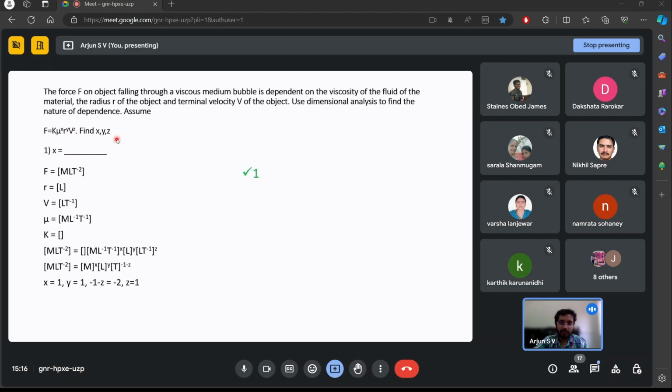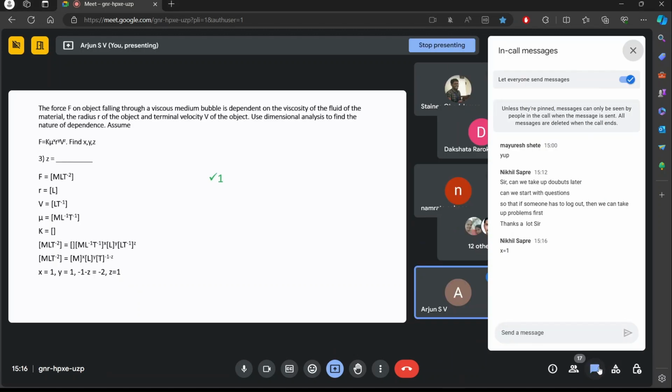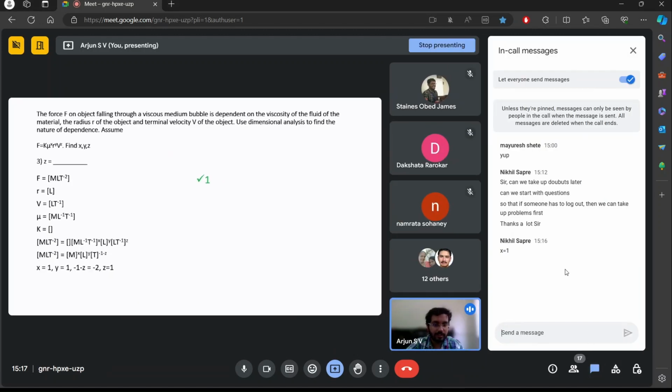For the first question, they are asking x, so the answer will be 1. For the second question, they are asking y. Y will also be 1. And for the third question, z will also be 1. Yeah, so these are the first set of questions. Does anyone have any doubts in this? And Nikhil, you are right. Yeah, x is equal to 1.